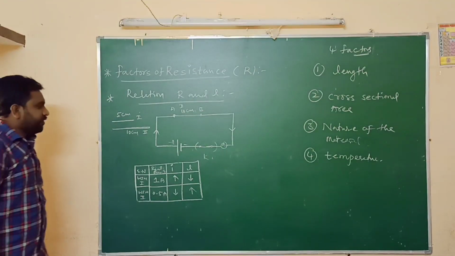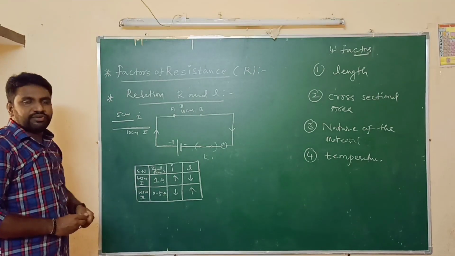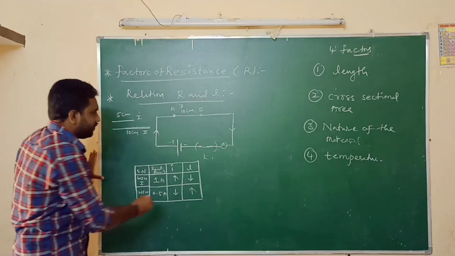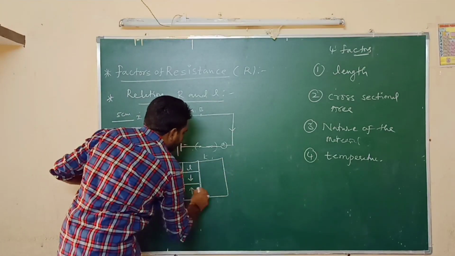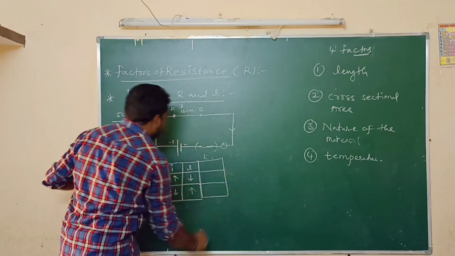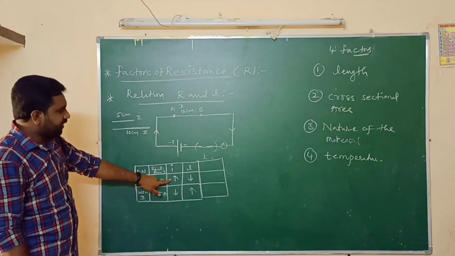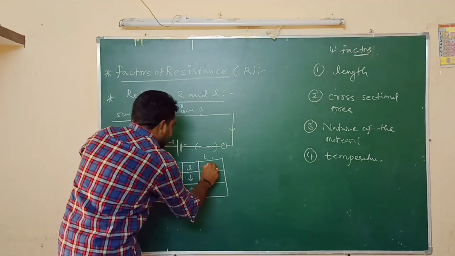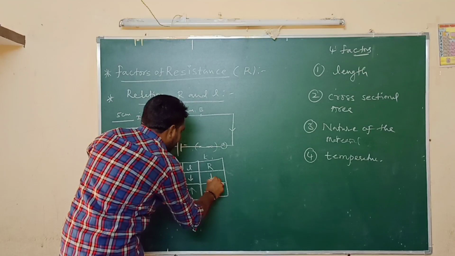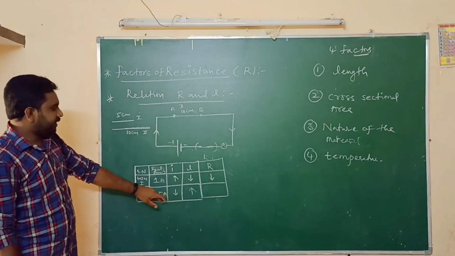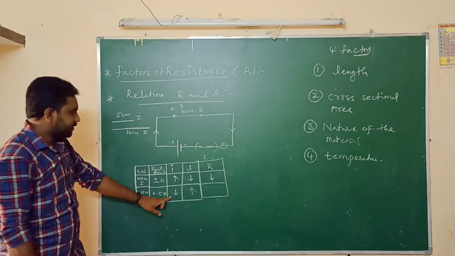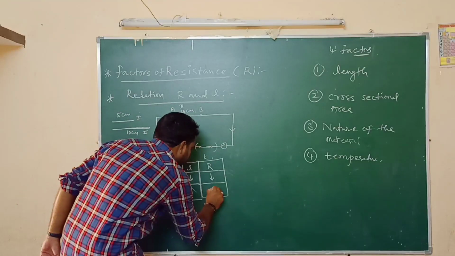So here we already know that resistance is inversely proportional to current. So that means we are going to consider one more column here. Here the reading of current is more, so that means resistance will be less. Here the flow of current is less, that means resistance is more.